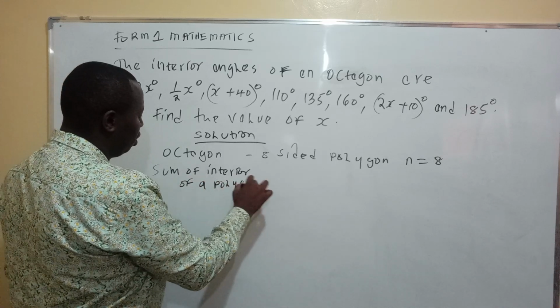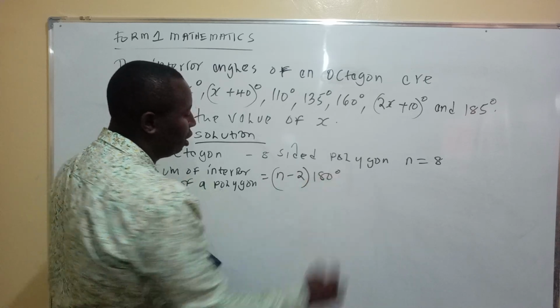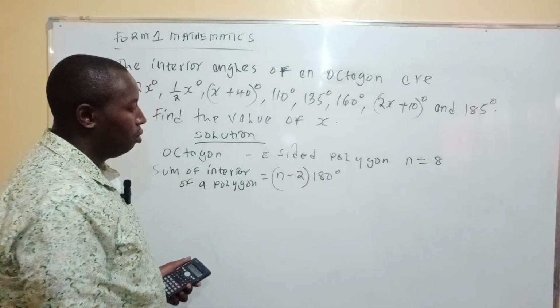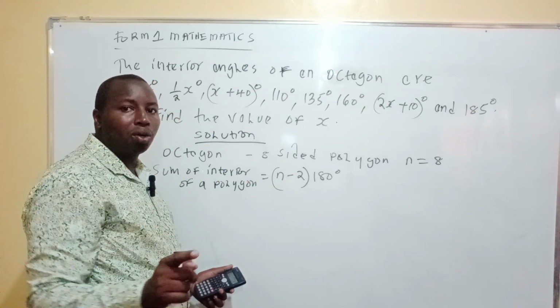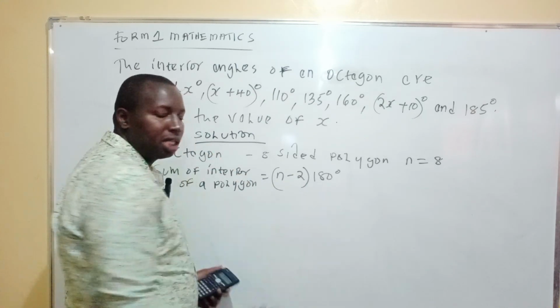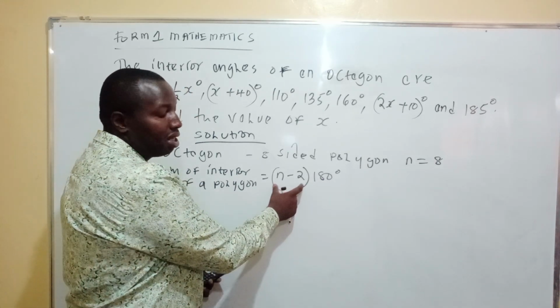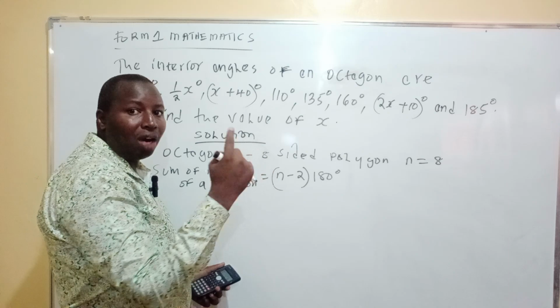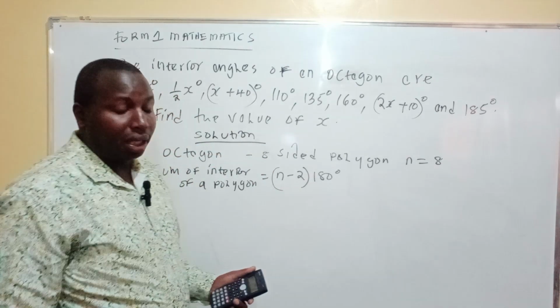The sum of interior angles of a polygon is given by the formula n minus 2 into bracket 180, where n minus 2 represents the number of triangles, and one triangle is 180 degrees. So n minus 2 represents the number of triangles, and the sum of angles in one triangle is 180. That's why we are saying n minus 2, bracket 180.